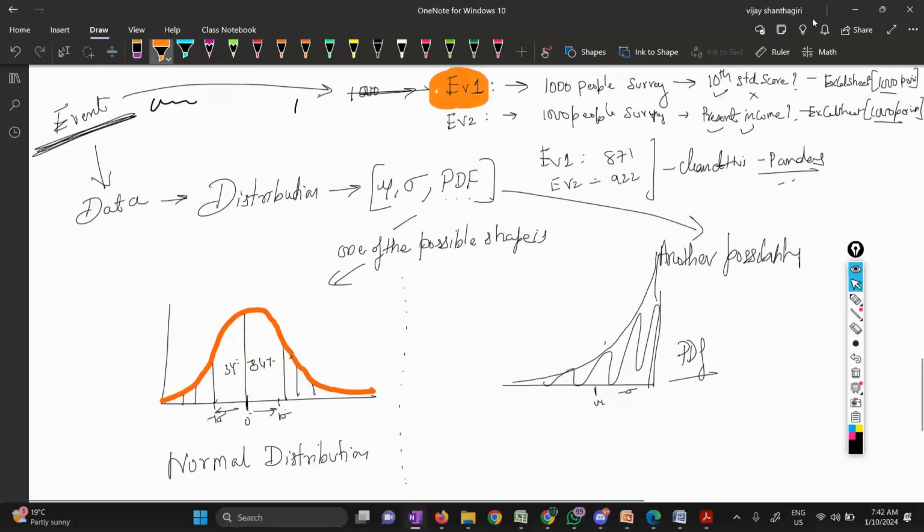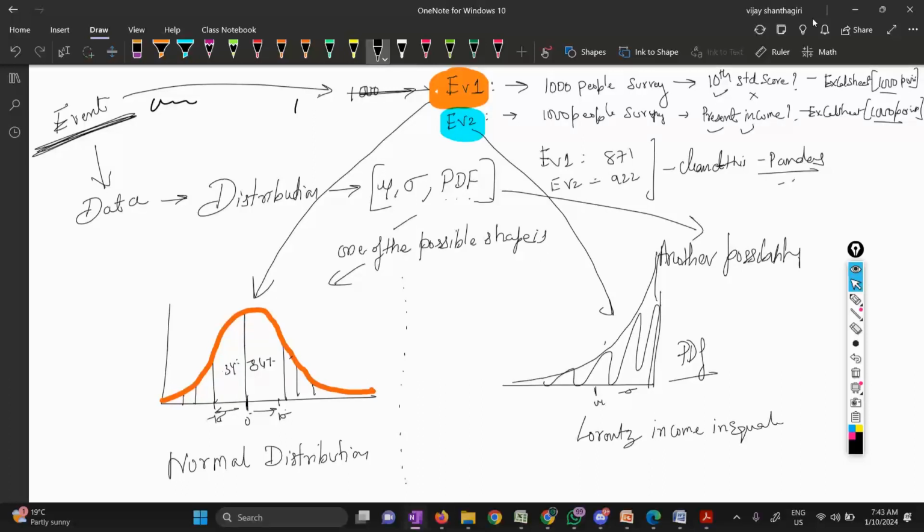Now this event 1 distribution will be like this. And this event's distribution will be like this. This is income inequality. This is a Lorenz distribution. This is the Lorenz income inequality curve. If you take a PDF also, you'll find the same. This is your probability space. The shape is different here.